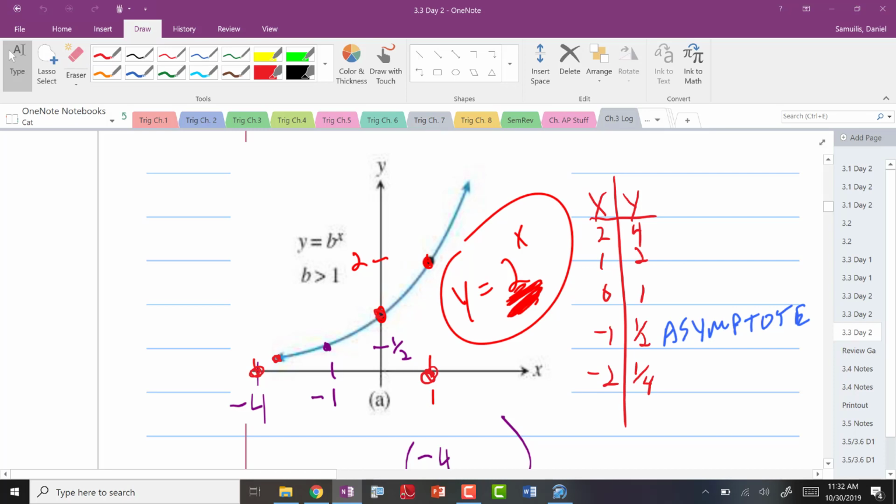So 2 to the first is 2. What's 2 to the negative first? 1/2. Okay? There we go again.